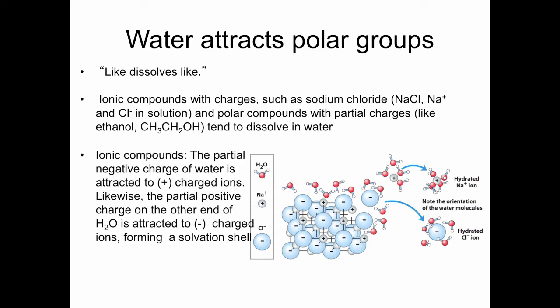For ionic compounds, the partial negative charge of water is attracted to the positively charged ions, such as sodium. Likewise, the partial positive charge on the other end of water is attracted to negatively charged ions, such as chloride, and those water molecules form a solvation shell around these ions to then dissolve into solution. So we call these, again, solvation shells or hydration shells of water molecules that surround ions. And a similar interaction occurs with polar non-ionic molecules with water.